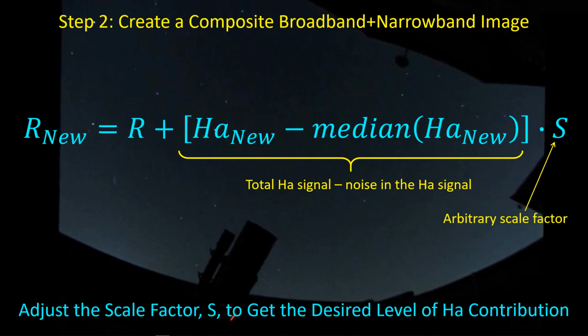We just adjust the scale factor until we get the desired level of HA contribution. It's an arbitrary constant. There's no formal guidance on what this number should be. Just look at the image and see if you like what you're seeing.